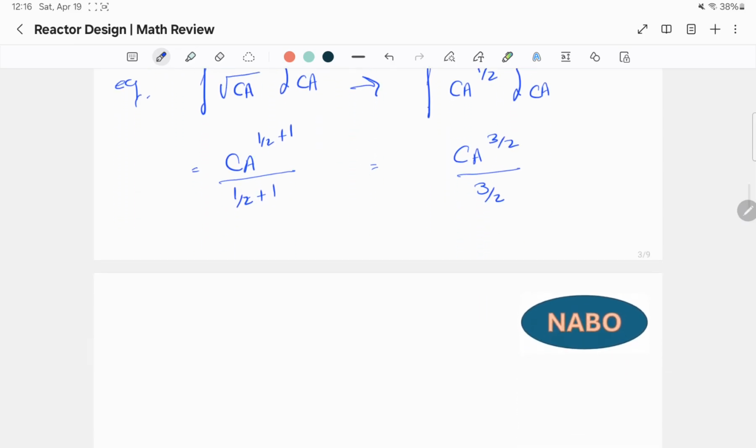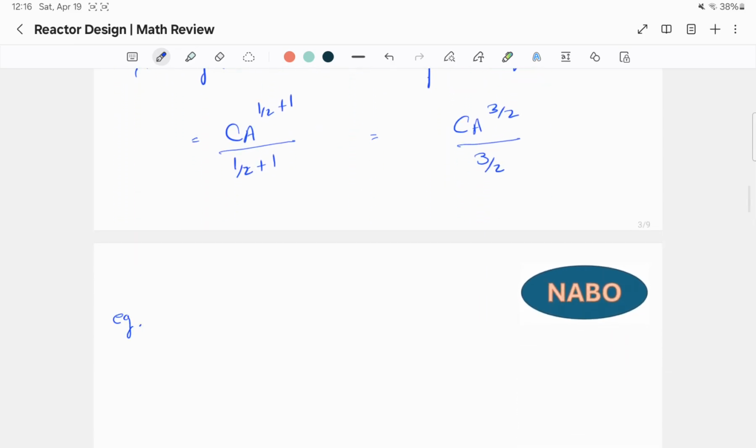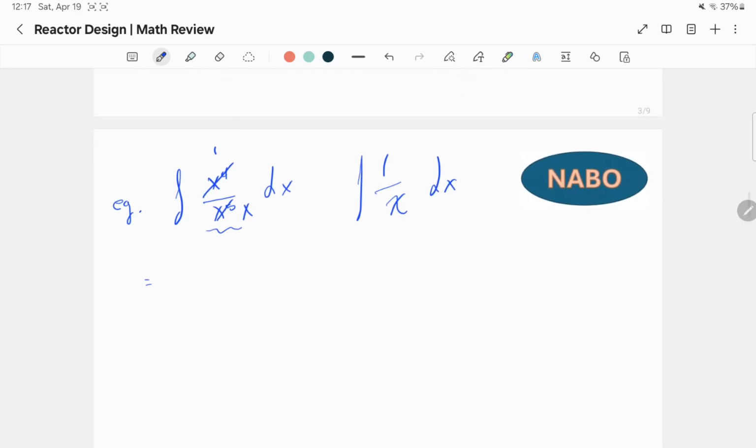Okay, let's look at another example. Integral of x to the power of 4 over x to the power of 5 dx. First, we need to simplify this term more. So this will cancel. There will be a 1 here and an x here. We'll leave this integral for later, I'll show you why, which is the integral of 1 over x dx. Okay, we'll leave that for later.